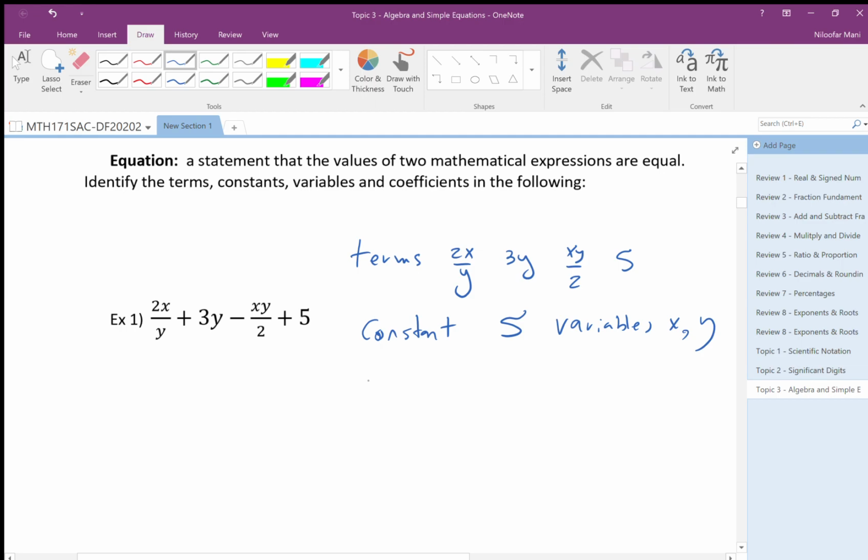How about coefficients? Coefficients are 2, 3, and minus 1 over 2, or just 1 over 2, because the other minus is just an operation, just subtraction. And operators are plus and minus.